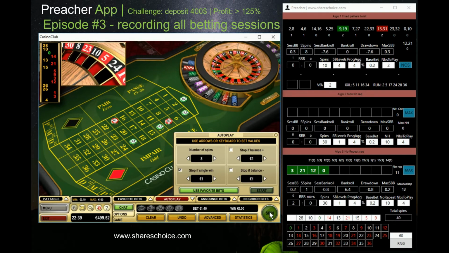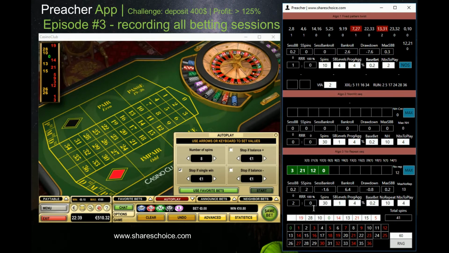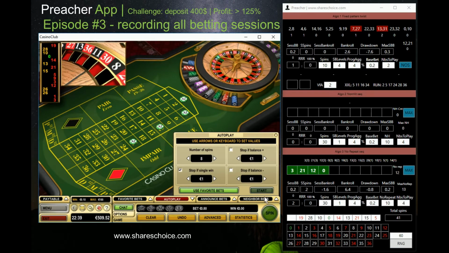Okay, number 19 is here, perfect. So we are winning. And now we are still betting on our four numbers coming from algorithm number 3.